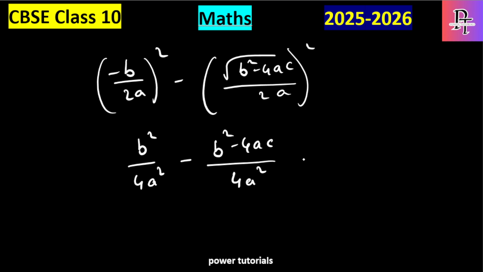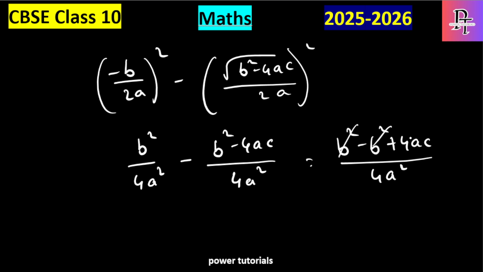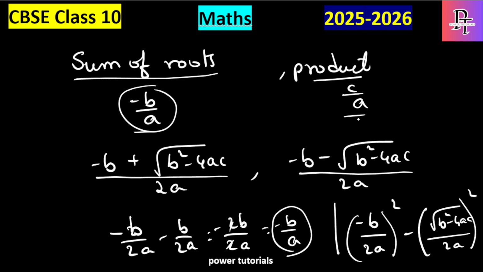Okay, now if I take LCM, b square minus b square plus 4ac by 4a square. So b square cancels, 4 cancels, a and square also cancel, hence we got the product of the roots as c by a. Hope you understood why the sum is minus b by a and the product is c by a, because using this quadratic equation formula only we got those two values. Right?